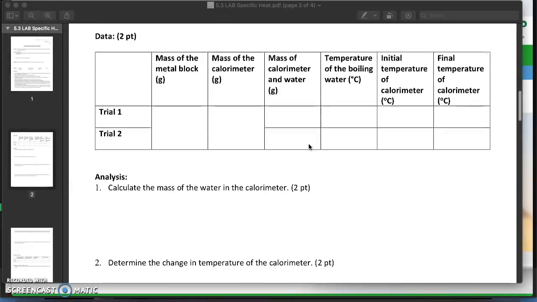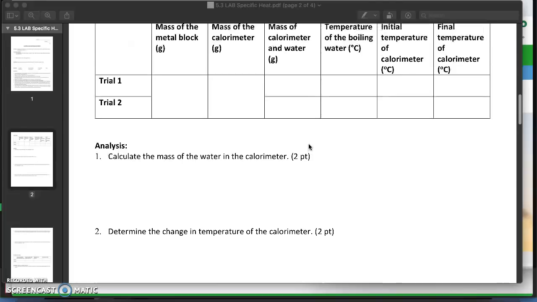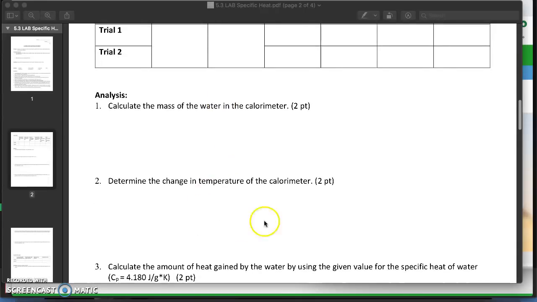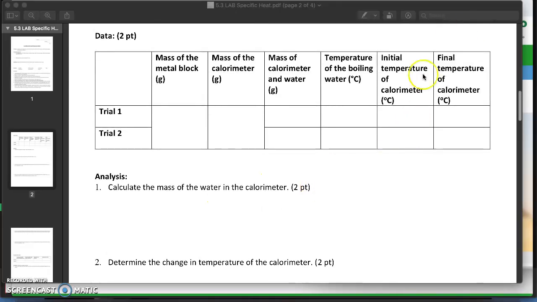All right. So you collected your data. For finding the mass of the water in the calorimeter, you should have taken the mass of the calorimeter and water and subtracted from that the mass of just the calorimeter. Remember, you need to do all your analysis twice, once for each trial. For determining the temperature change of the calorimeter, you're going to use the final temperature of the calorimeter and the initial temperature of the calorimeter.